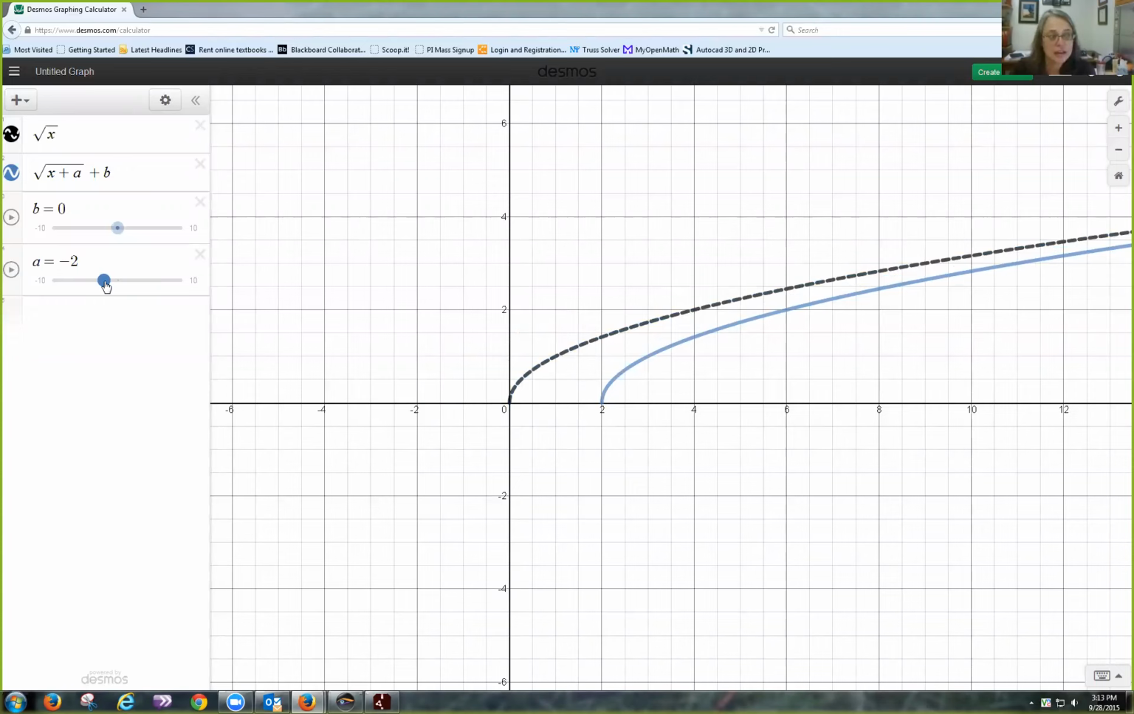Now, what happens if I've got square root of x minus 2 plus 3? In other words, a is negative 2 and b is 3. We get both a rightward shift and a vertical shift.